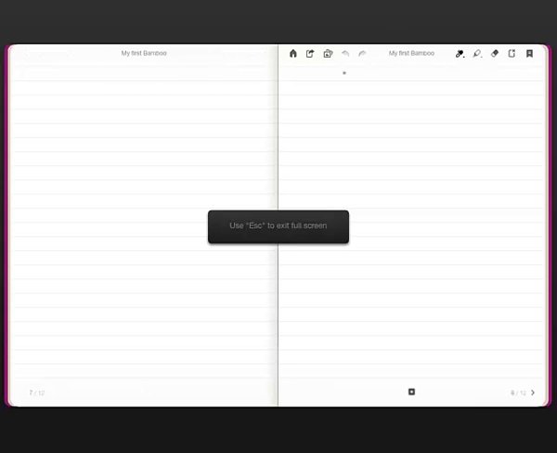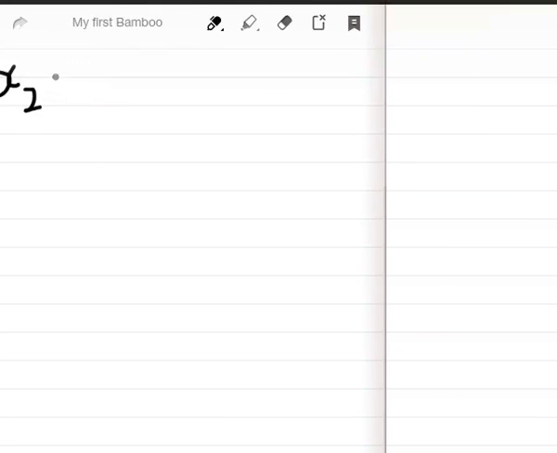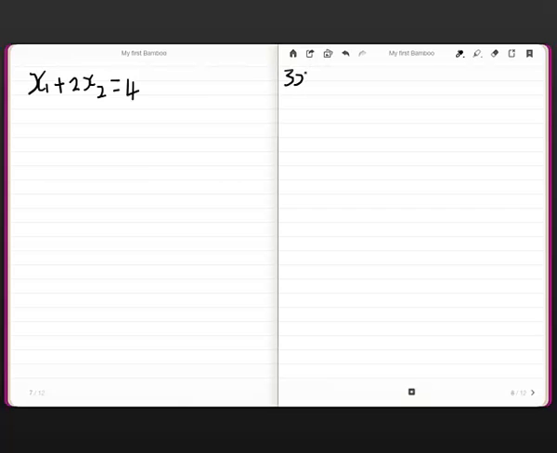Now, if technology works here, that'll be fine. Okay, so let's look at this system together. We have x1 plus 2x2, we're solving this system, equals 4. And let me also state another system here. This will be 3x plus 2y minus z equals 3. Okay, we want to solve both systems.